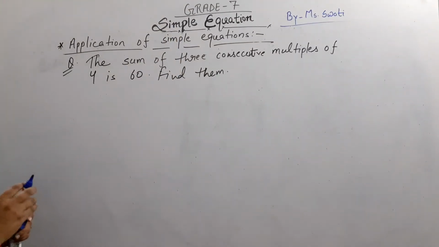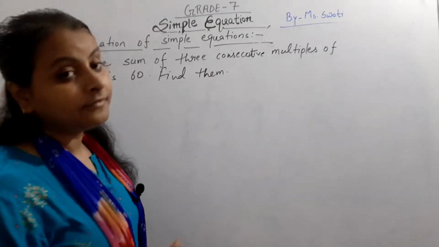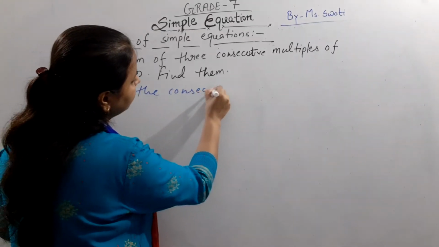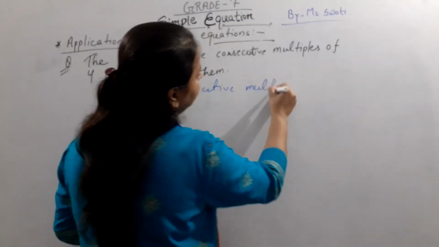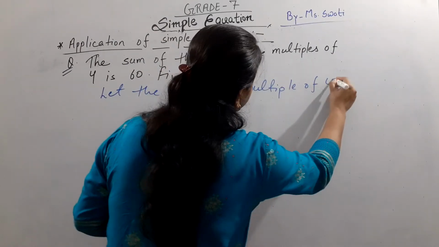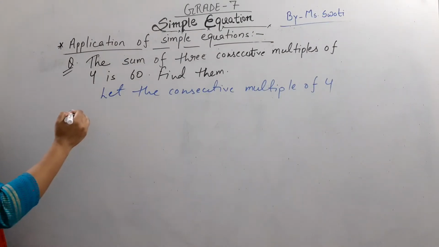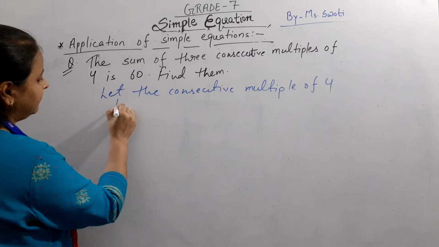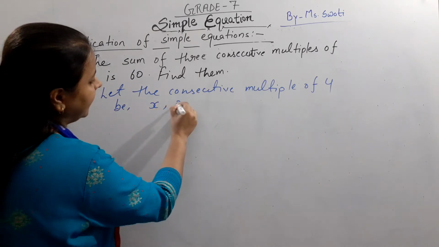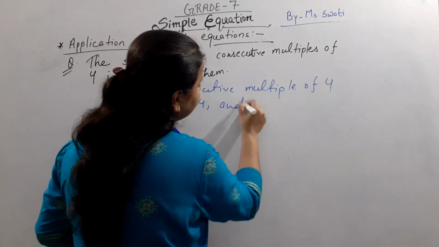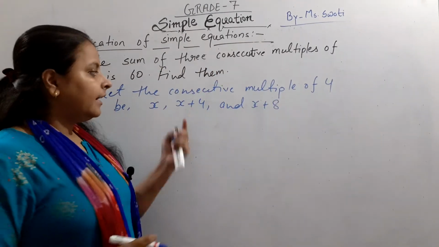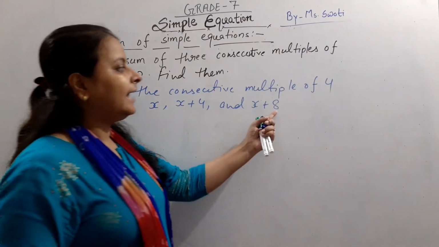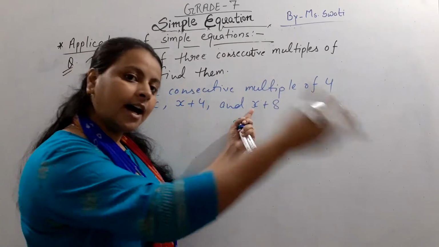The sum of 3 consecutive multiples of 4 is 60. Find them. Let the consecutive multiples of 4 be x, x plus 4 and x plus 8. If we add 4 with x, we get the next multiple of 4. If we add 8 with x, we get the third multiple of 4.